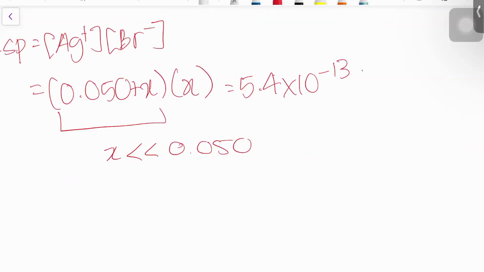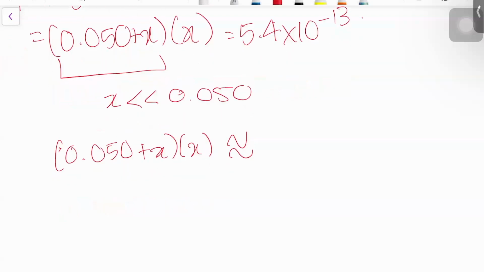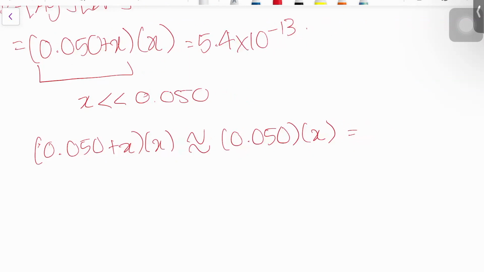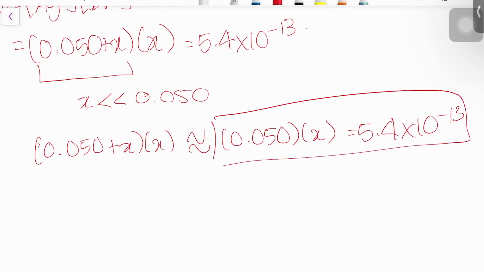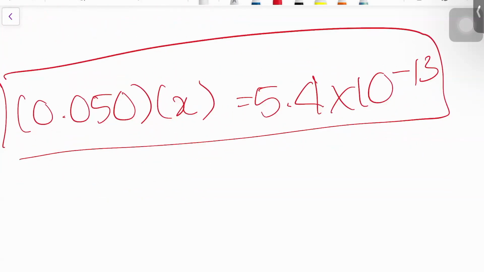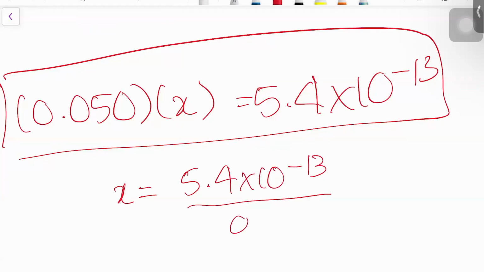So x is way smaller than the other number, which means I can basically say 0.050 plus x is just about 0.050. So I'm neglecting x relative to the other number. Then I get 5.4 times 10 to the minus 13, and it becomes really simple. This is my new equation. It's not a quadratic anymore. When you look at this equation, think of it just as a math equation. What do I have to do now to solve for x? x is 5.4 times 10 to the minus 13 divided by 0.050.